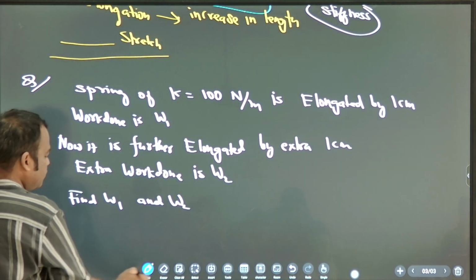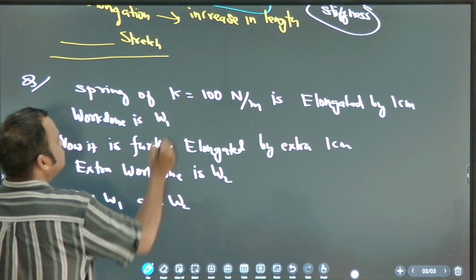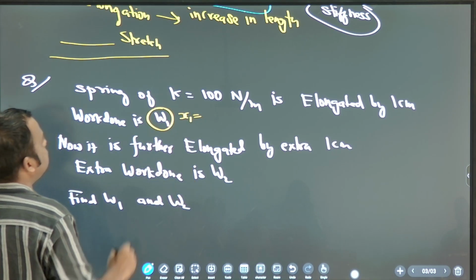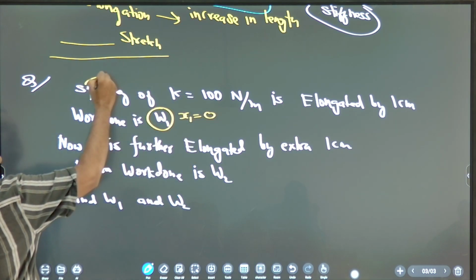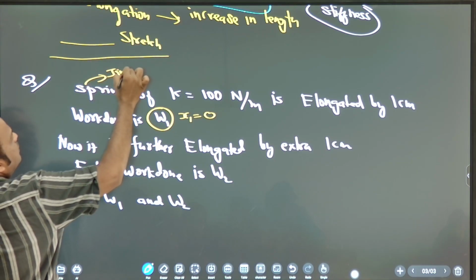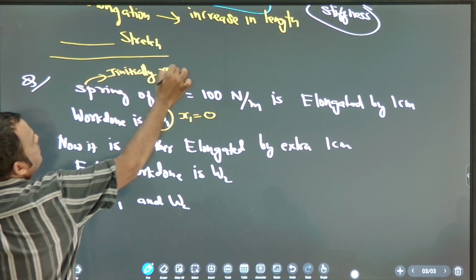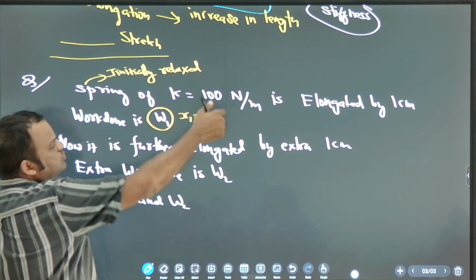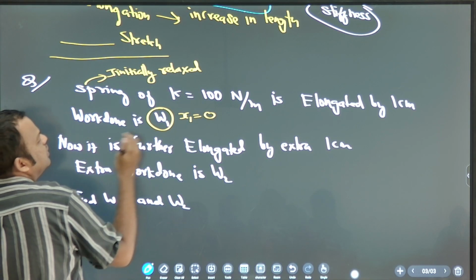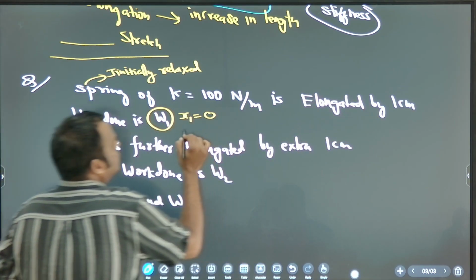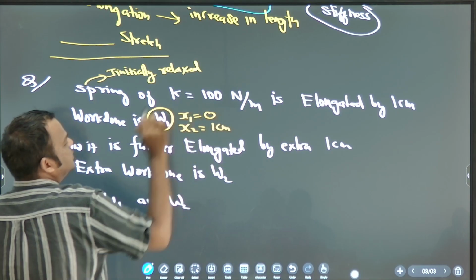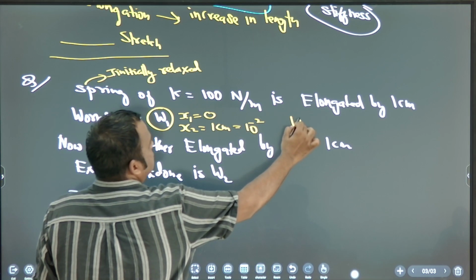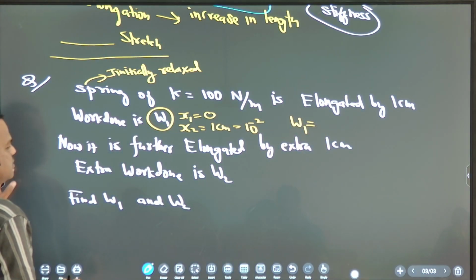Calculate. So to calculate work done W1, you tell me what is x1? 0. Very good. So initially it is relaxed. It should be given in the question: spring initially relaxed means natural state. So what is x1? 0. Now it is elongated by 1 centimeter. So what is x2? 1 centimeter, so 10 raised to minus 2. So calculate the work done and tell what is the answer.